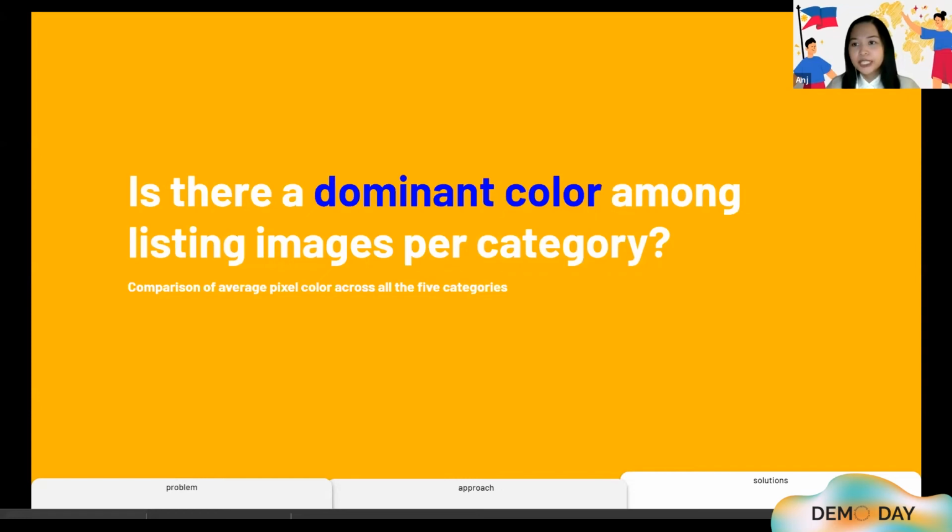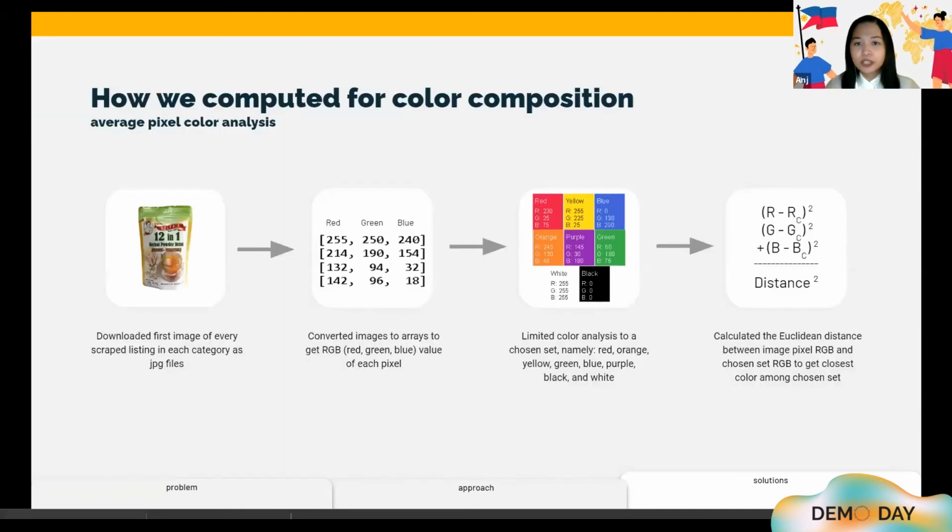Next, we look into the listing images. Is there a dominant color among listing images per category? We computed the color composition by getting the first image of every listing, since it gives the initial impression to catch potential buyers' attention. The pixels of an image are converted to numerical values and compared with a specific color palette through an algorithm to find which color in the chosen palette is the nearest to the image pixel color.